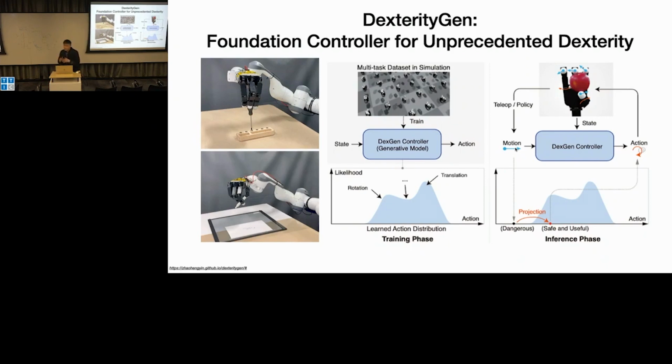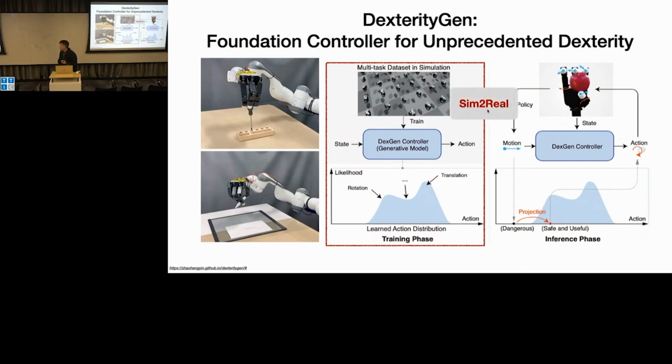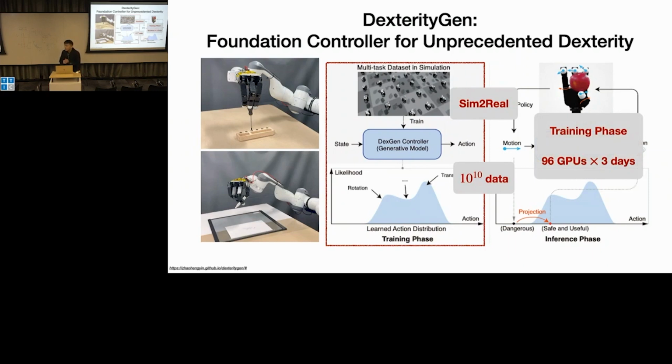So they call this the motion guidance diffusion model. But what are their limitations here? They call it the foundation controller. Why are they doing this simulation to reality transfer? Why don't they directly train on the reality data? Because they require 10 to the 10 amount of data. You probably don't have a sense of how much this data means. In their paper, they reported that to train a single task, they take 96 GPUs for 3 days, just for one task. So this is the limitation of this foundation model.